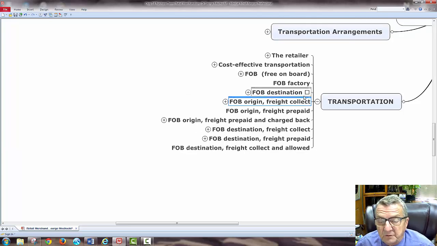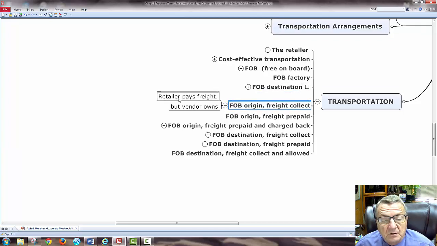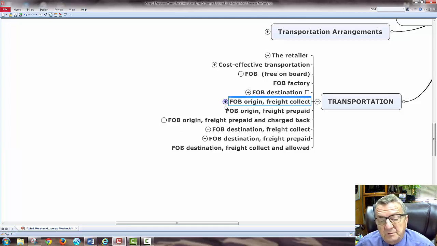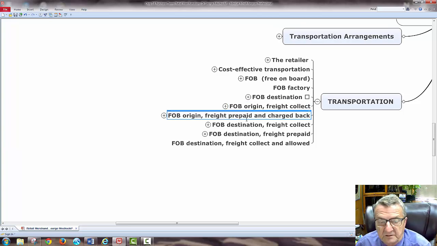You got this course, you might see it. Free on board origin, freight collected: the retailer pays the freight, but the vendor owns it. I paid to ship it there. I don't own it till I get possession of it. And this one is freight origin prepaid. It makes sense, I pay up ahead of time. Freight origin prepaid and charged back. Oh, that's why I got it twice.